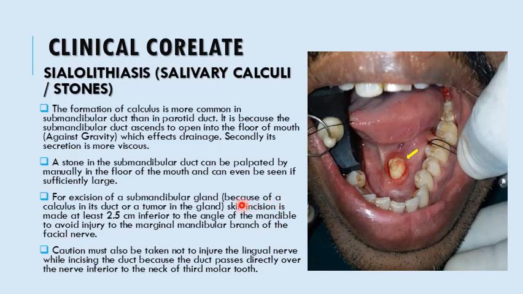For excision of the submandibular gland because of a calculus in its duct or a tumor in the gland, the skin incision is made at least 2.5 cm inferior to the angle of the mandible to avoid injury to the marginal mandibular branch of the facial nerve. Caution must also be taken not to injure the lingual nerve while incising the duct, because the duct passes directly over the nerve inferior to the neck of the third molar tooth.